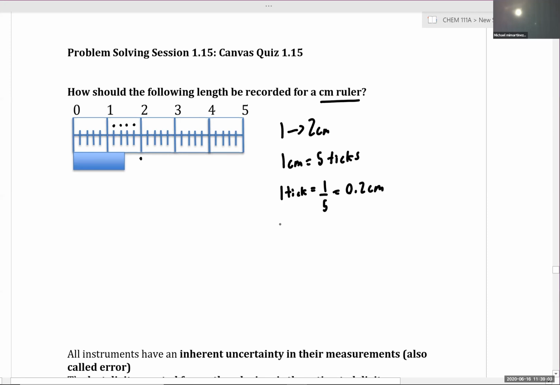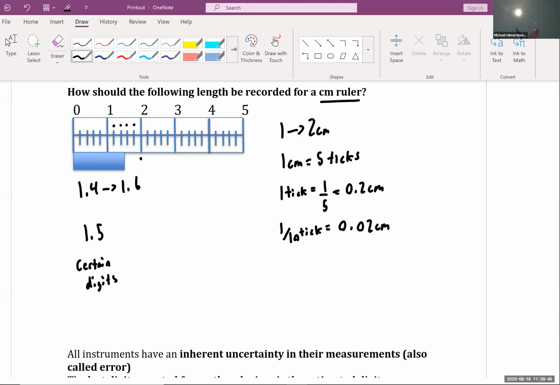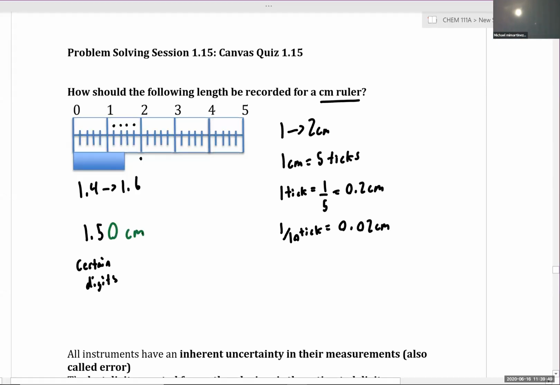Wonderful. So then we also know 1/10 of a tick is 0.02 centimeters. Okay, so we can report an estimated digit up to the hundredths place. So we estimate our value is somewhere between 1.4 and 1.6. I can say it's about 1.5. Yeah, it's clearly somewhere in the middle. So these are our certain digits. And then we can estimate an additional digit, and I'll put my estimated digit as 0. So this number overall has 3 sig figs.